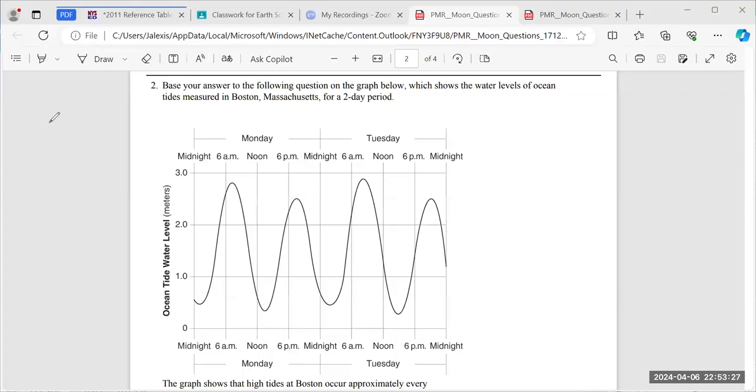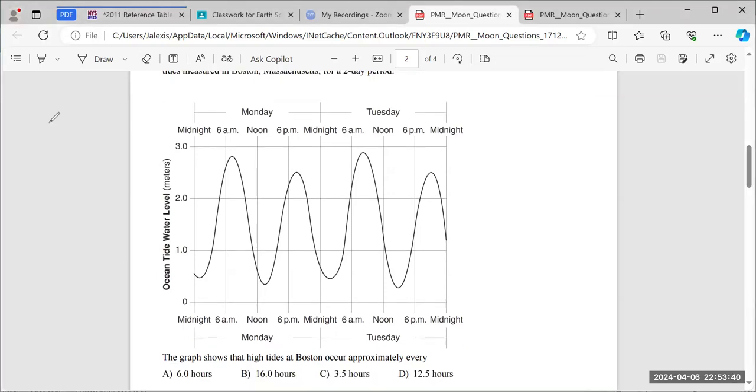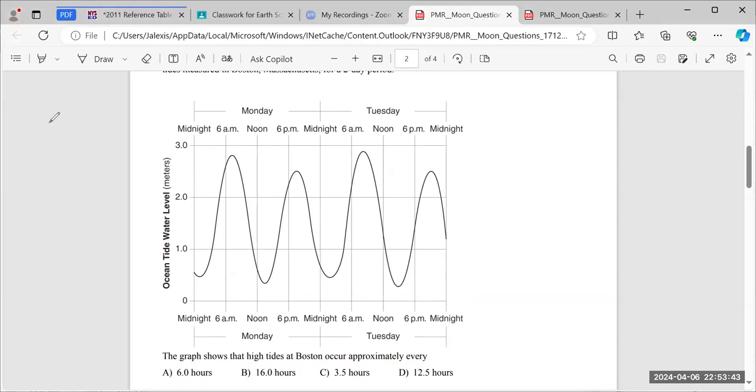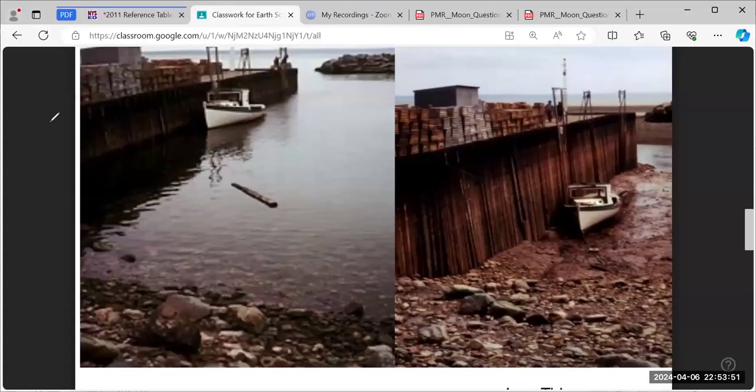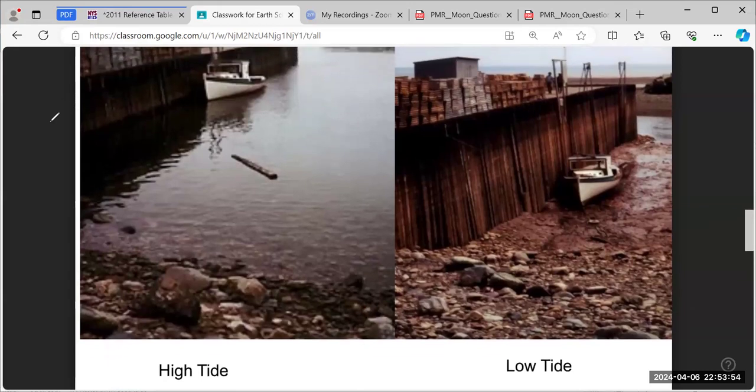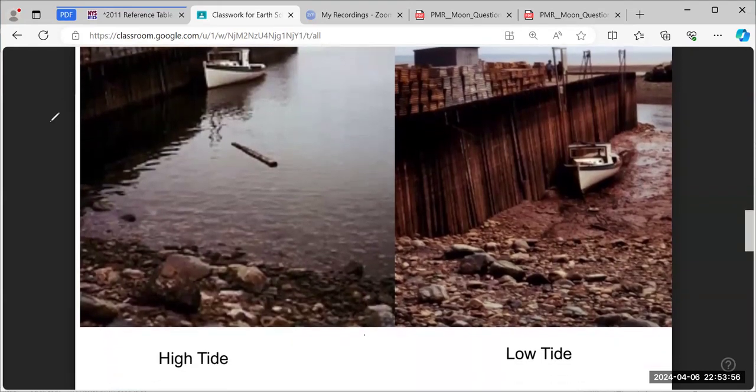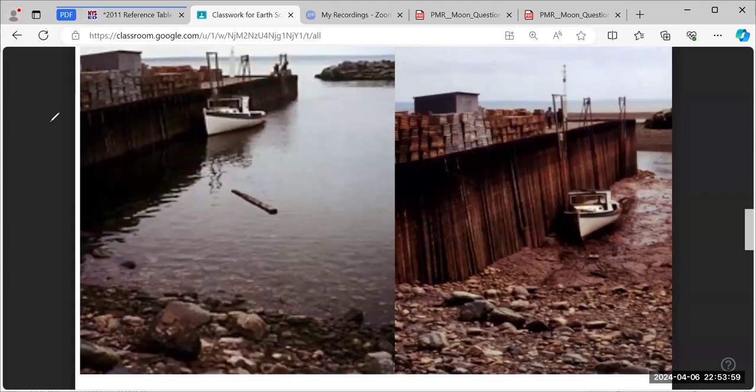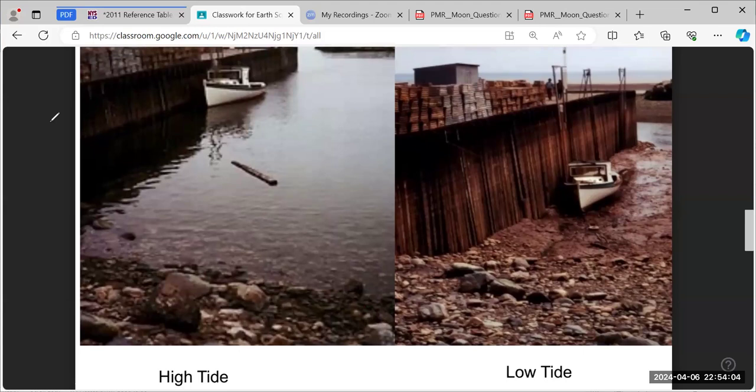All right, number two. Number two says, base your answers to the following question on the graph below, which shows the water levels of ocean tides measured in Boston, Massachusetts for a 2-day period. The graph shows that high tides occur in Boston every what? Well, if we look at our notes, this is a picture of a high tide. This is a picture of a low tide. The high tide, low tides are basically talking about the water levels. So high tide represents high water level.